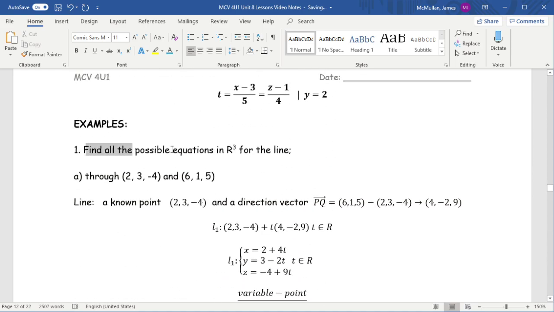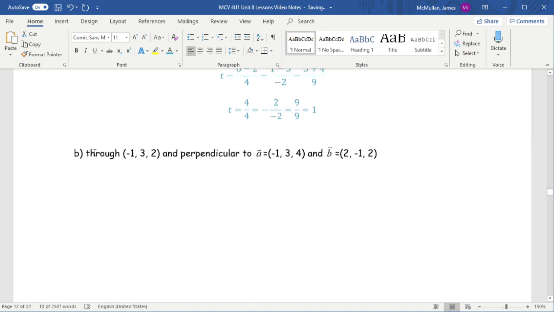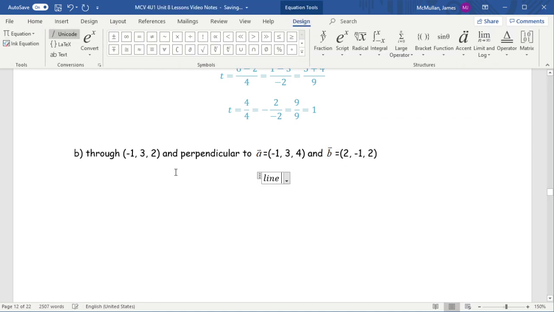Okay, find all possible equations for the line that passes through this and is perpendicular to that. Now, this is kind of interesting. So it's perpendicular to this vector and this vector. Okay, so remember, to create a line requires a point, which we have, (-1, 3, 2), and then it requires a direction vector. And all we know about the direction vector is it has to be perpendicular to A and B.